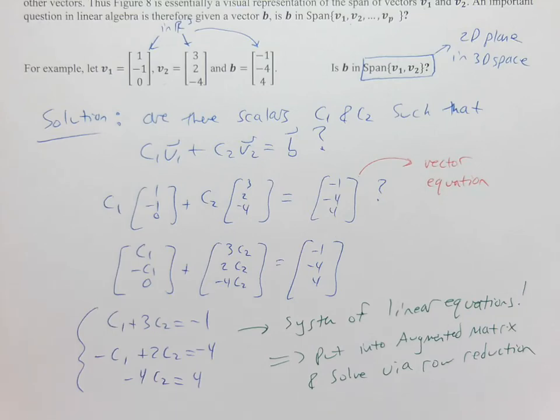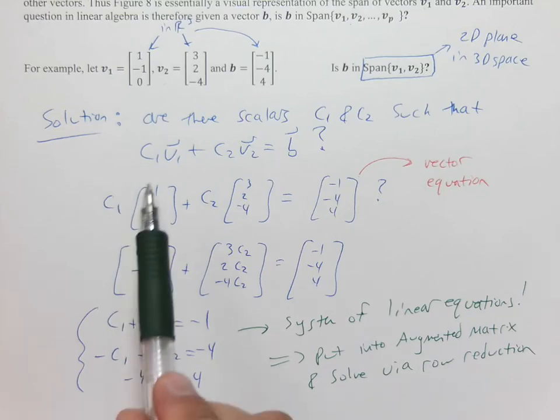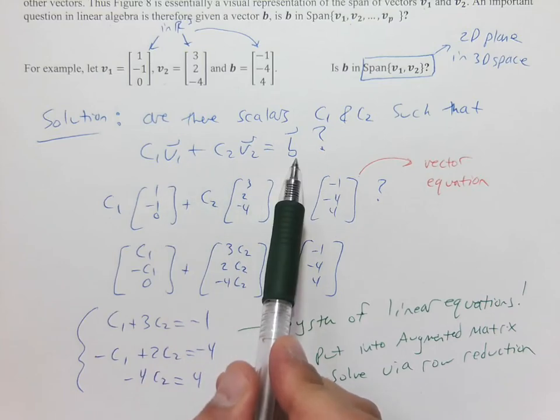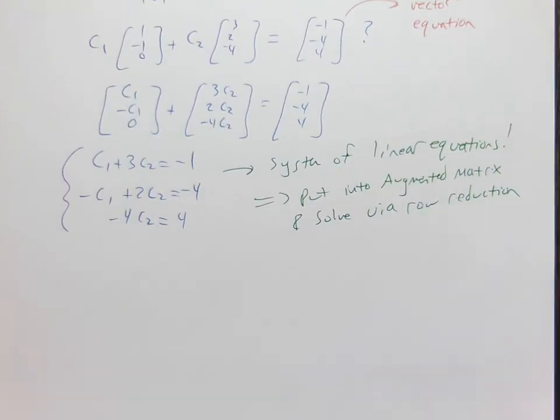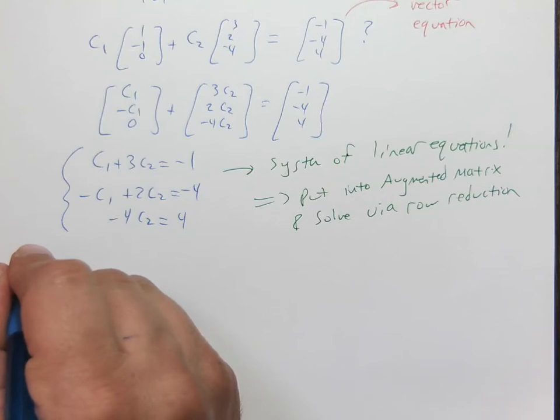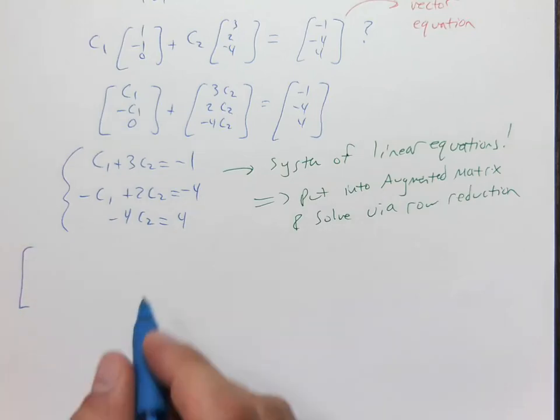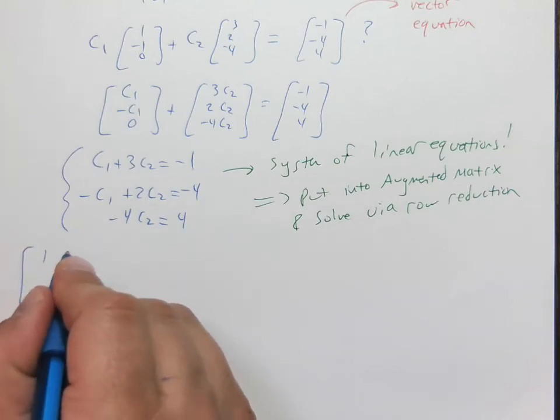Just to remind us what we're trying to do, we're trying to figure out if B is in the span of the other two vectors, and we've just realized, hey, this can be a linear system that we can put into a matrix and solve. So let's do that. And we're going to need some space here, so let's leave some space. So let's put this linear system into a matrix.